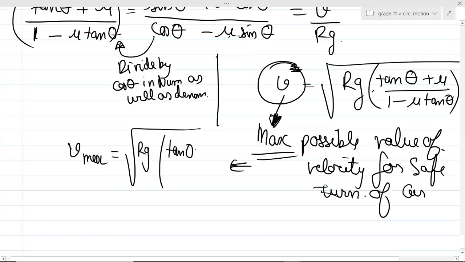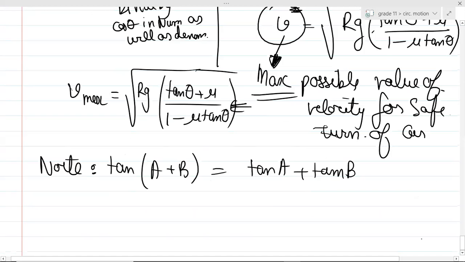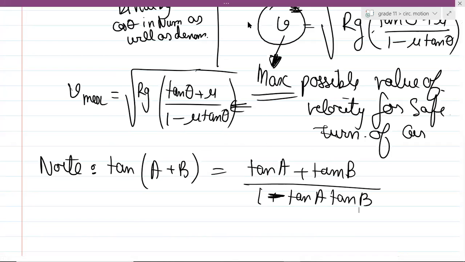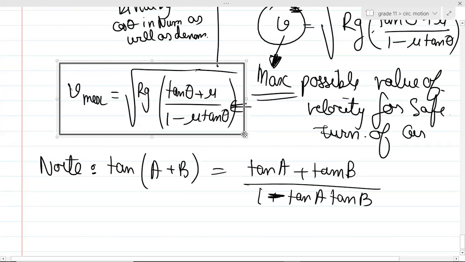And sir, the formula is not that complex. Do you remember, guys, tan of a plus b? It was equal to tan a plus tan b upon 1 minus tan a tan b. So can you see, tan a plus, just write mu as tan b, over 1 minus tan a tan b. So if you feel you have difficulty remembering this, you can relate it a little bit with maths.